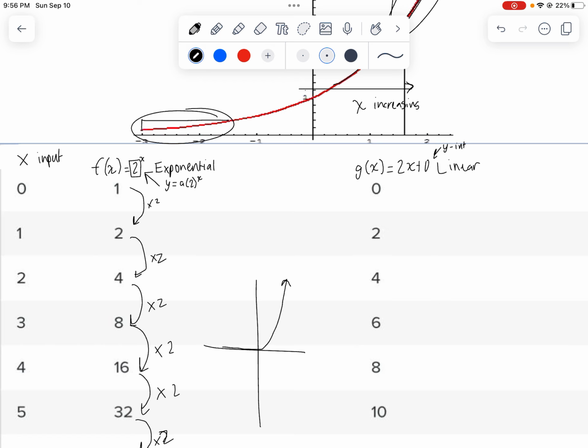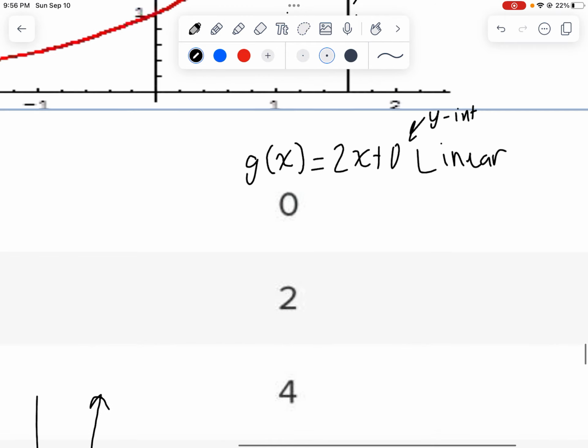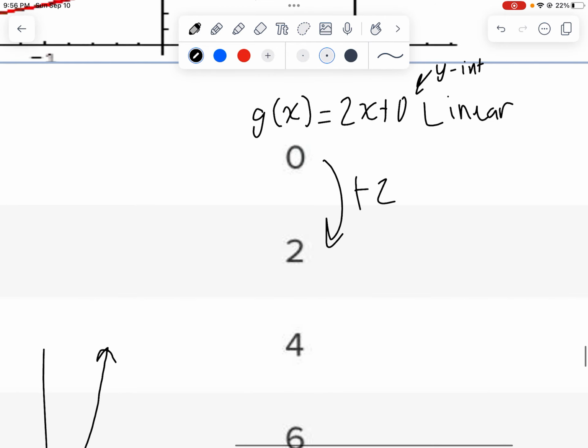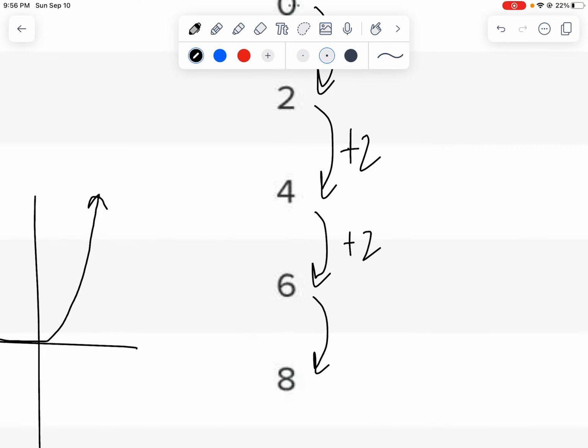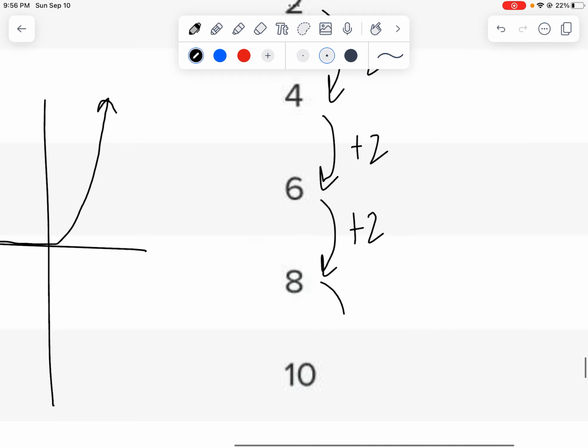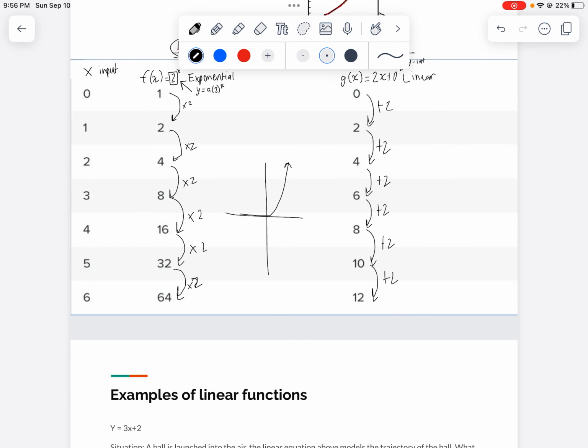2 times 1 is 2. 2 times 2 is 4. 2 times 3 is 6. So you can see a common change of 2 between each of these values, right? And that's kind of how linear equations just work in general, right? You always see a common rate of change.